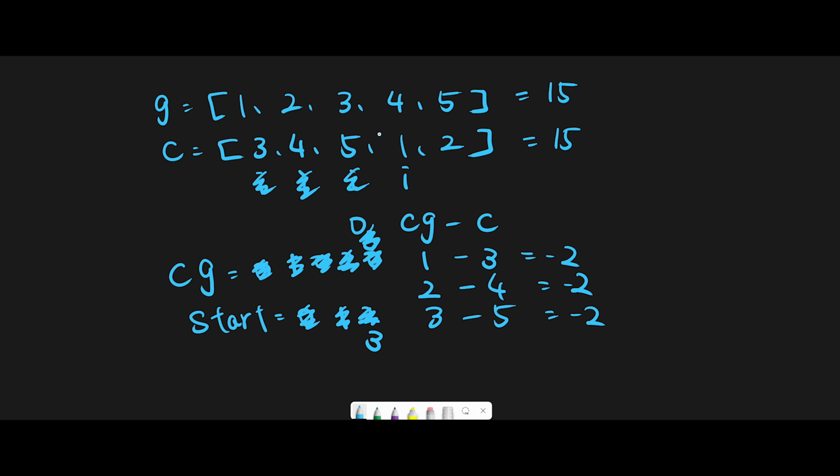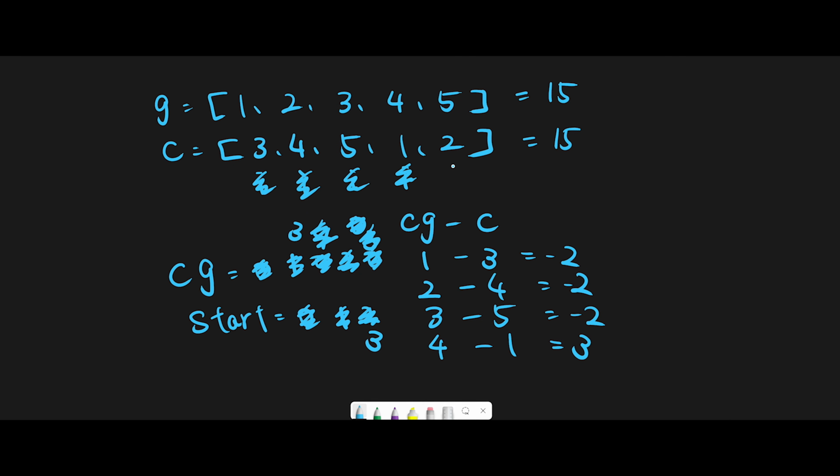Now we get 4 gas, and cost is 1. So current gas is 4, and cost is 1. So that is 3, right? So remaining 3 gas. So we can move to the next index, right? So that's why we don't update the starting point.